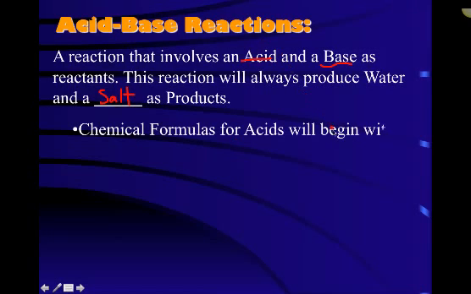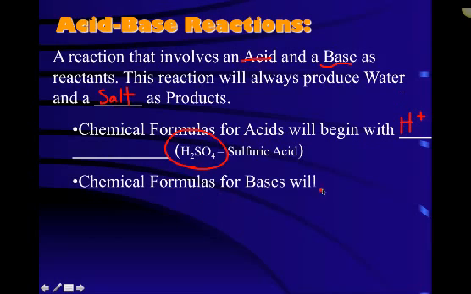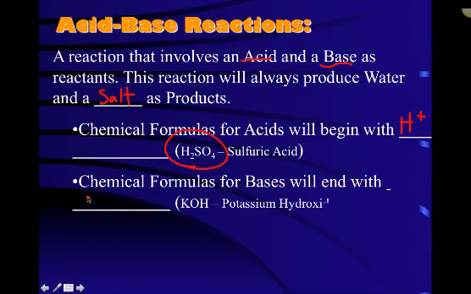Remember, acids always begin with hydrogen, right? Hydrogen ions. So like sulfuric acid is H2SO4. And then a base is going to end with a hydroxide in its formula. OH minus is called hydroxide.